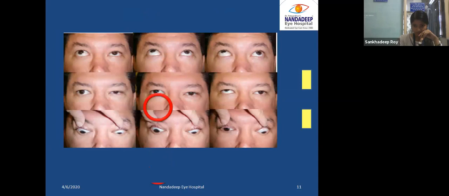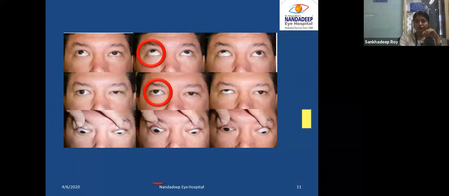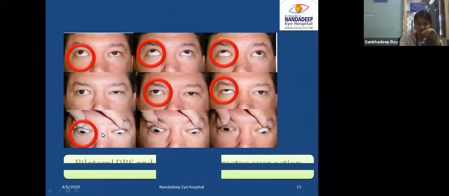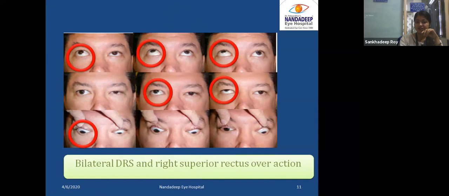this is a 9 cardinal gaze of a patient and this is the primary gaze, right? When this patient looks at the primary gaze, in an overview, we see that the right palpebral fissure height is already shown from the primary gaze, that the right palpebral fissure height is greater compared to the left one. But later on, we are going to see in this side, and this side, in each and every gaze, superior muscles, right superior rectus overaction. So this is bilateral DRS and right superior rectus overaction. Okay, this is the second point.